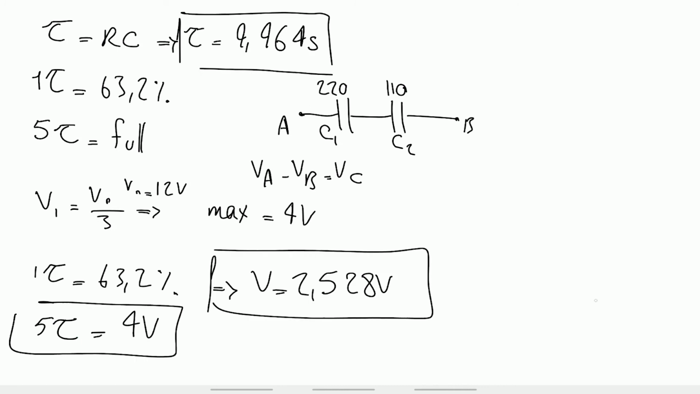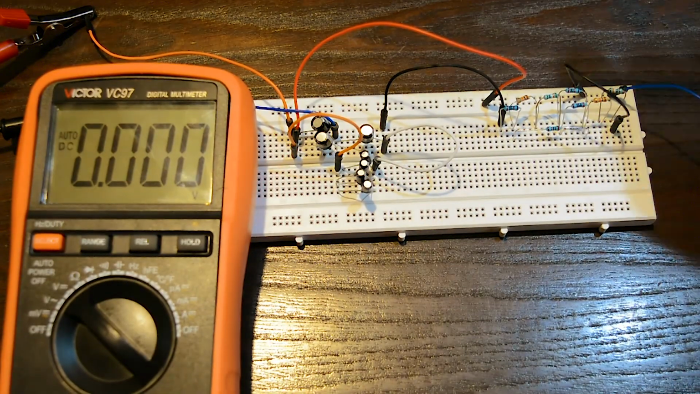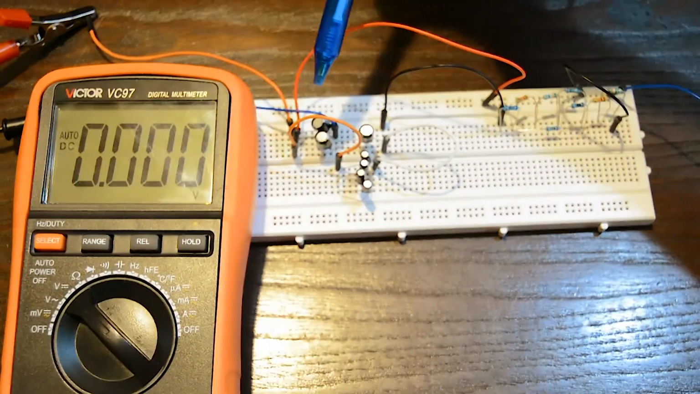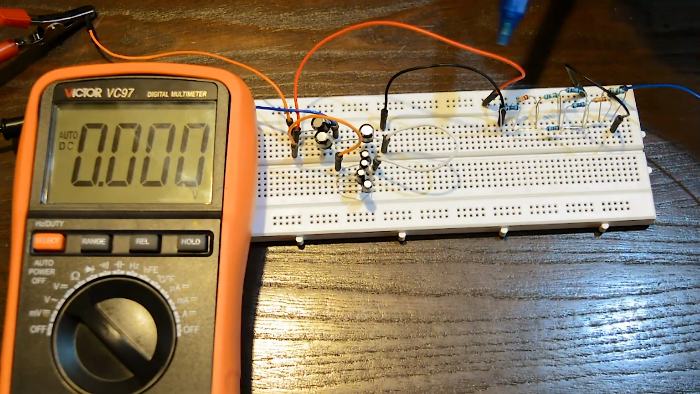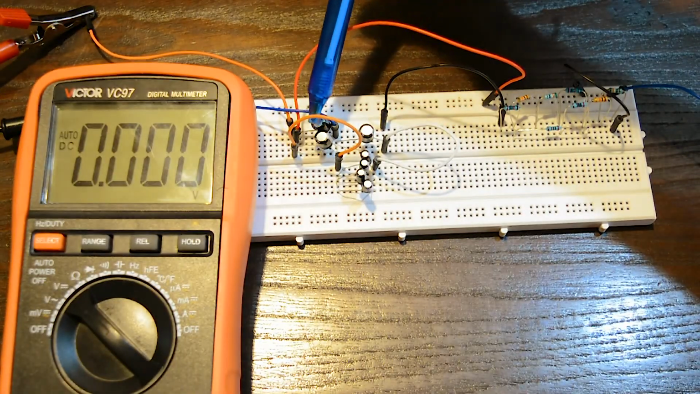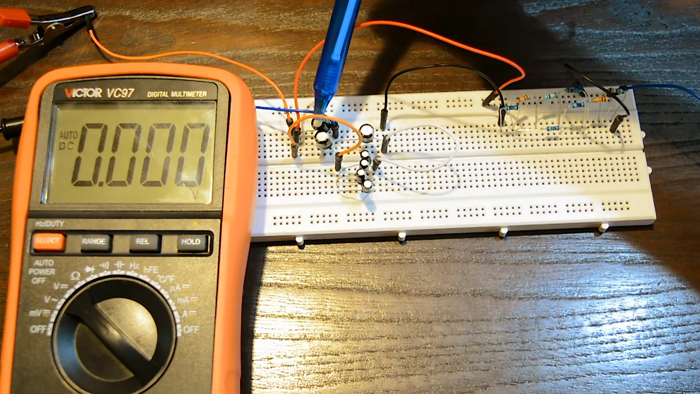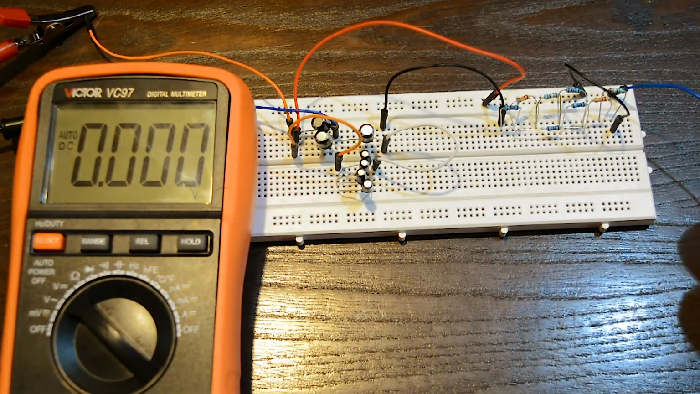Let's test it out. In the experiment section, this is the part for the capacitors, and this arrangement is for the resistors, and the voltmeter is connected across the terminals of this capacitor. And now we are going to connect this circuit to the power and see what happens.